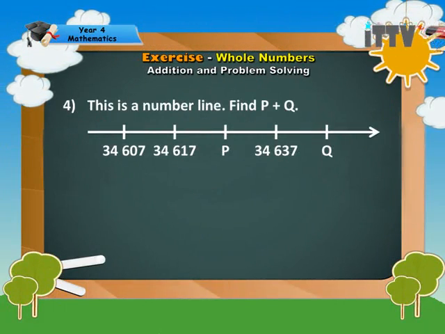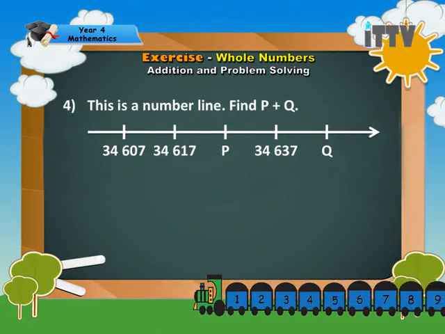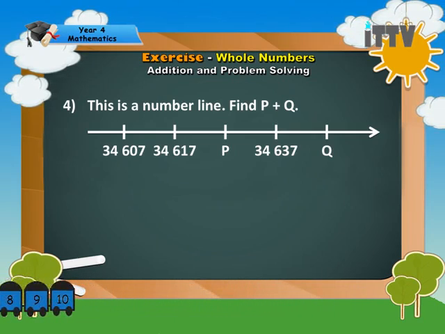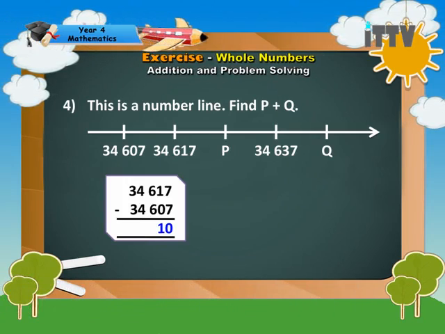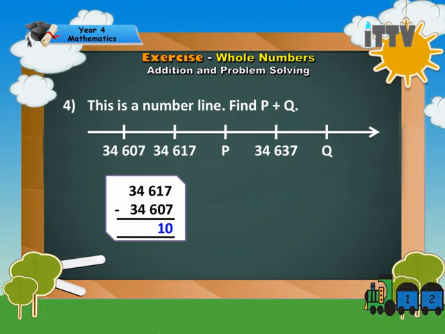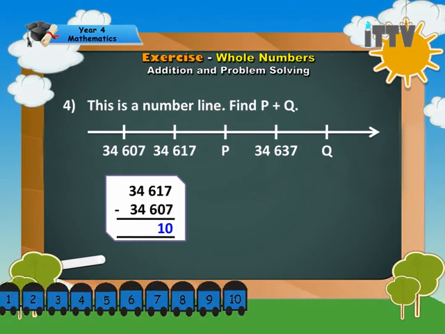Okay, this is a number line. Find P plus Q. So, we have to find out first the distance for one interval. Right? We can take 34,617 minus 34,607. So, that will give us the difference of 10.